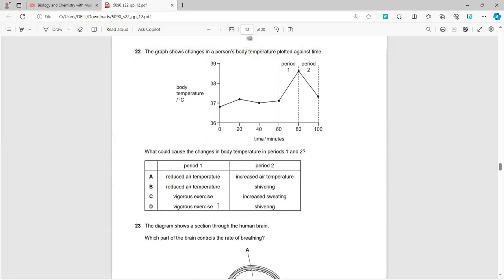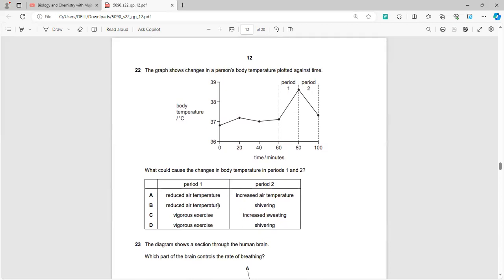Now, on question number 22, they need to know the cause of the changes in periods 1 and 2. We can see that in period number 1, there is a great increase in body temperature followed by a sudden sharp decrease in period 2. The only correct option could be that there was a period of vigorous exercise after which there was increased sweating. Why was there increased sweating? Because it allowed the body to cool off, as the increased metabolic activity inside the body raised the body temperature so much.